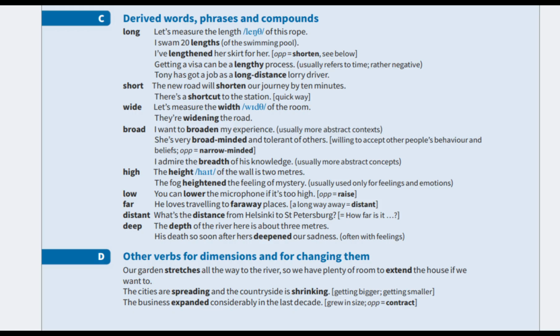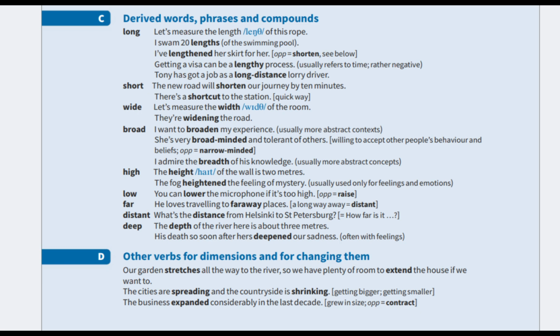Words derived from high. The noun related to high is height. For example, the height of the wall is 2 meters. The verb heighten means to increase the strength or intensity of something. It is usually used with feelings and emotions. For example, the fog heightened the feeling of mystery. Words derived from low. The verb lower means to move something to a lower position or level. For example, you can lower the microphone if it is too high. The opposite verb is raise.